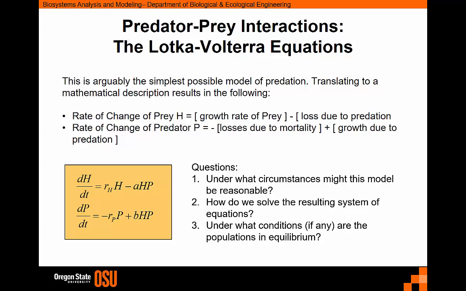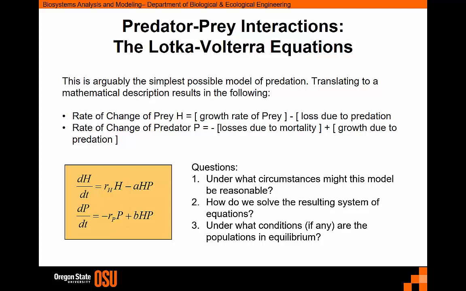Second, how would we solve this model? Is the model nonlinear? The answer is yes, because of the two terms involving H times P. This suggests an analytical solution is unlikely, and we will need a numerical method. We will be looking at methods for solving this system in a later module.